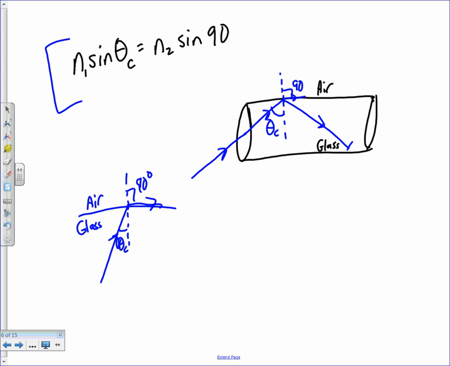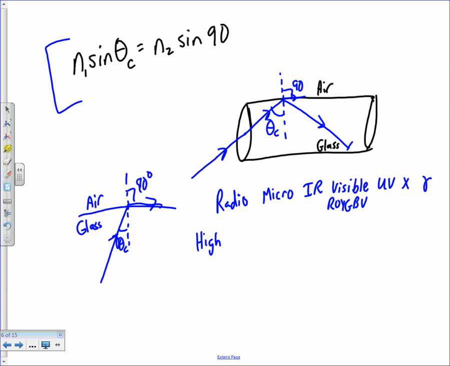You need to know the EM spectrum. It goes radio, microwaves, infrared, visible. Within the visible, going in this direction, it's ROY G BIV. And then UV, X-rays, and gamma rays. This is from low energy to high energy. I'm sorry, I got that backwards.